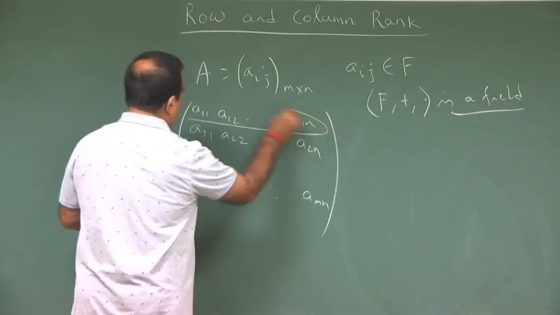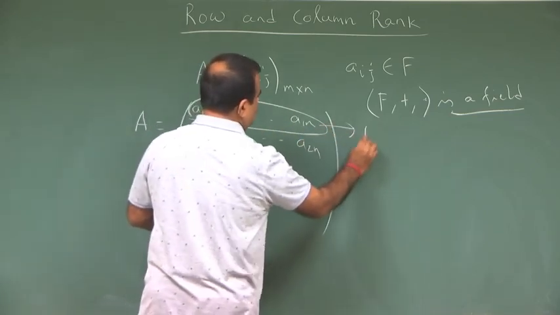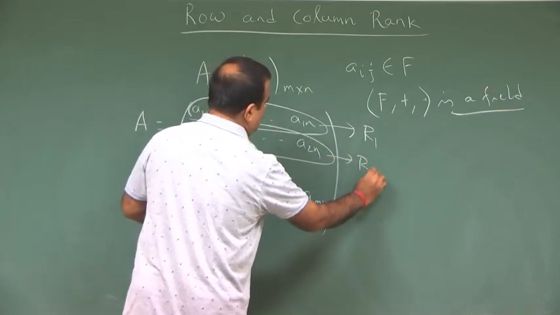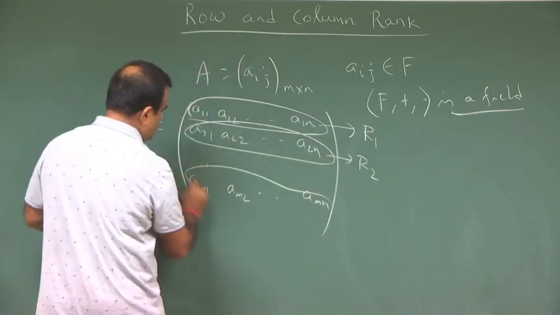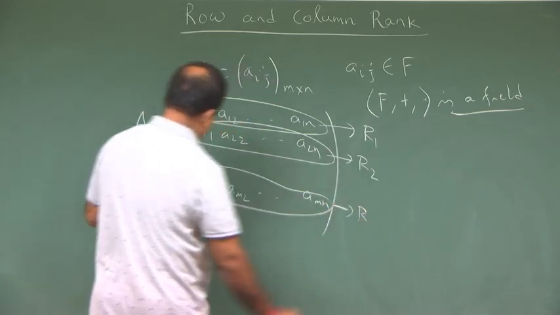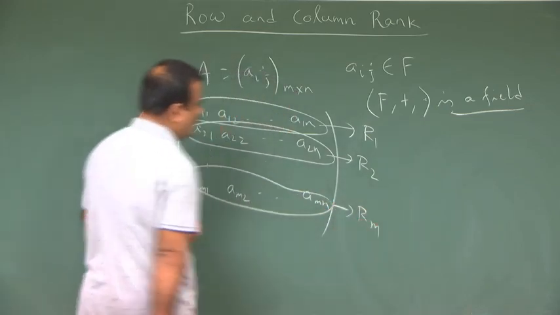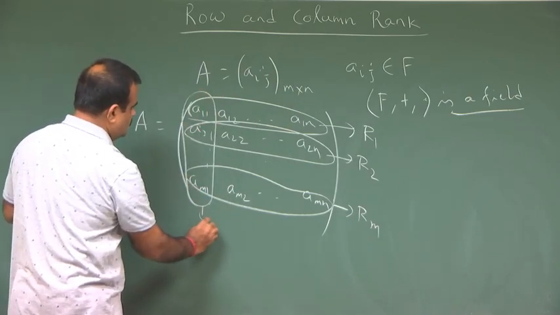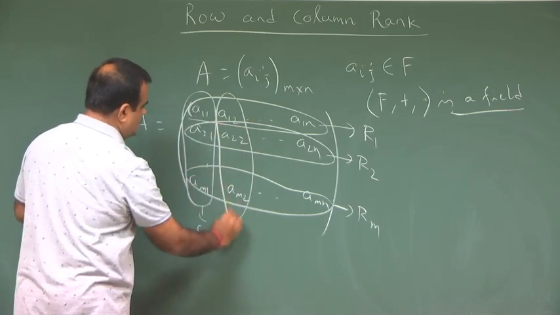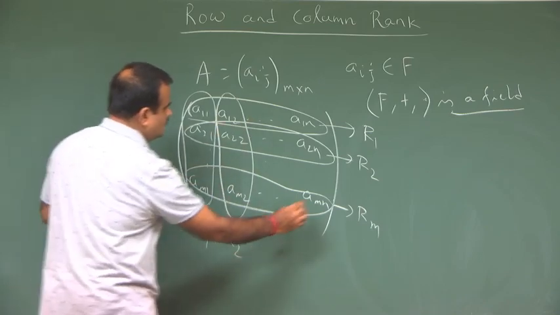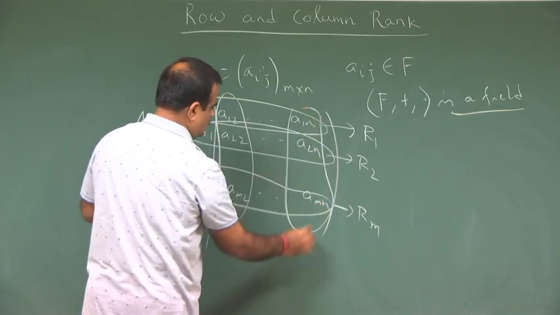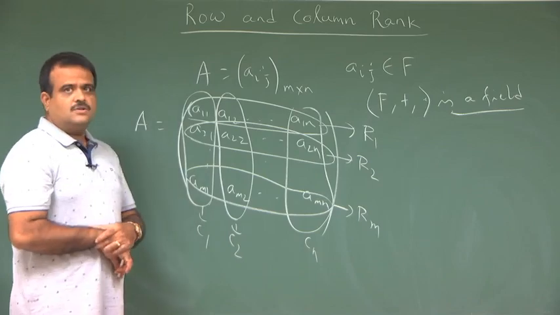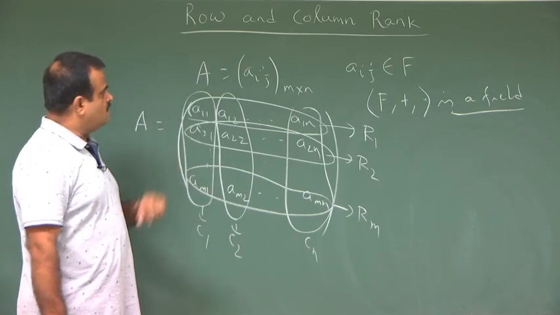So this one is our first row, R 1, this is our second row R 2, and so on, there are m rows up to R m. And the columns, if we consider, this is our first column C 1, this is our second column C 2, like this, this is the nth column C n. So these are the rows and columns of the matrix.